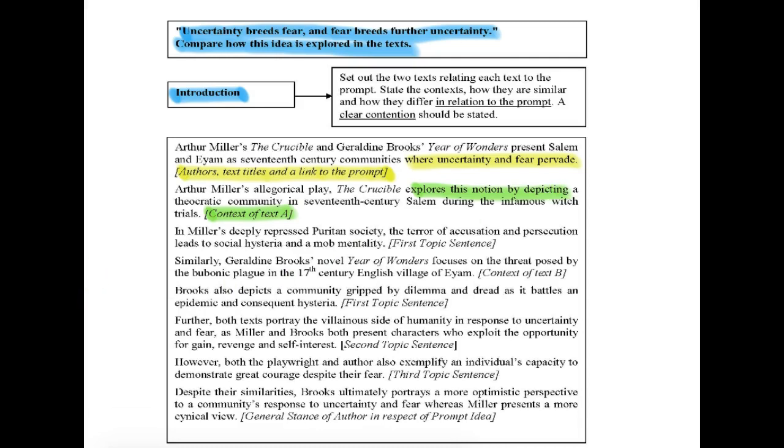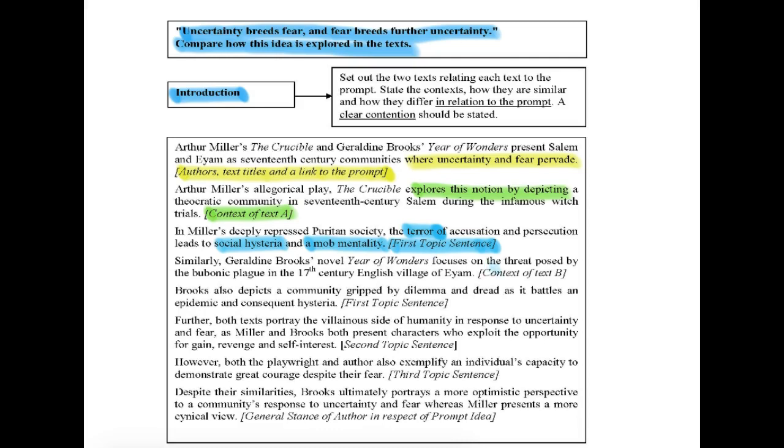And then the next sentence was to indicate the first topic sentence. So in Miller's deeply repressed Puritan society, the terror of accusation and persecution leads to social hysteria and a mob mentality. So the mob mentality was the first topic sentence. And again, what we see here, the terror of accusation and persecution leads to social hysteria and a mob mentality. So terror is a synonym for fear, one of the synonyms which we first wrote down.